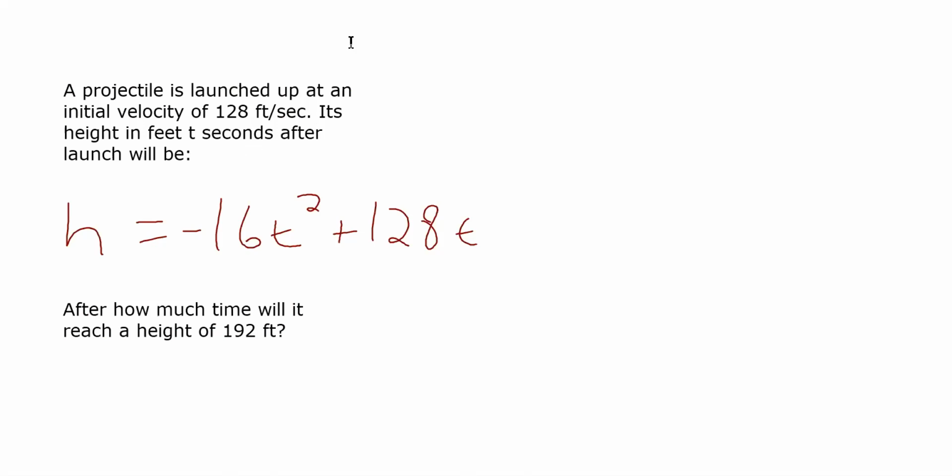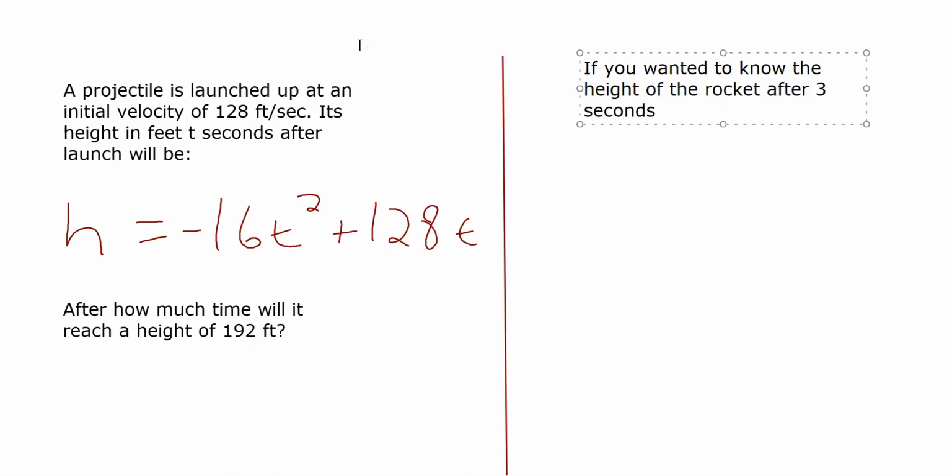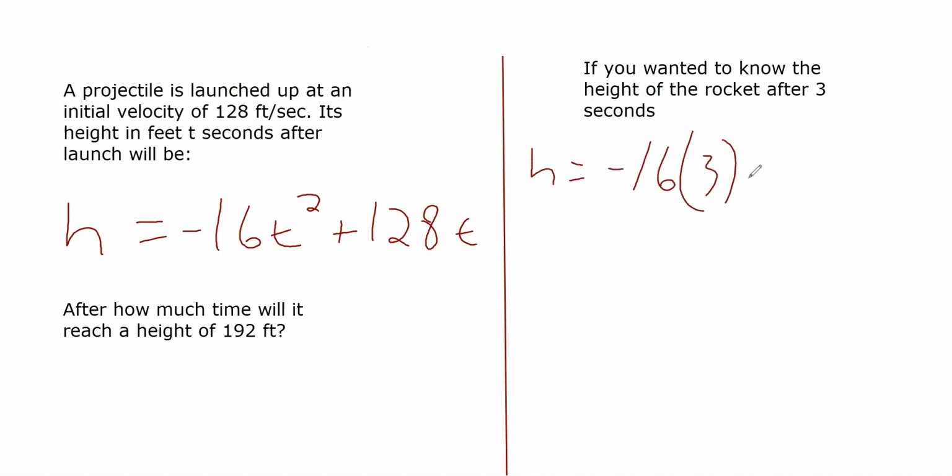Okay, so quick aside, I want to show you how this thing works. Let's not answer this question just yet. Let me again play with this formula a little bit and show you how it's working. If you wanted to know the height of the rocket, how high up it was, or it is, after 3 seconds, like I promised you, you would take a 3 and plug it in for t here. So you'd have h equals negative 16 times 3 squared plus 128 times 3.